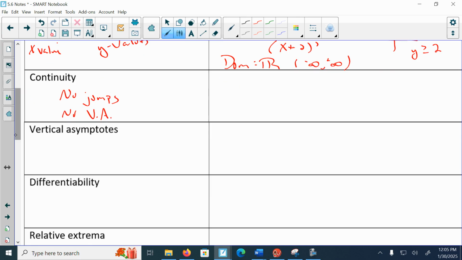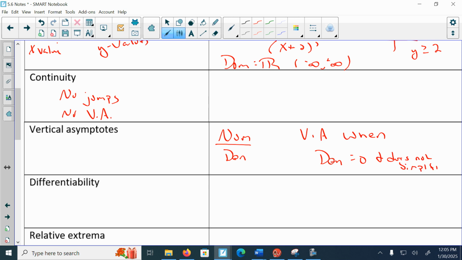Vertical asymptote, again: if I have a rational function, I have a numerator and a denominator. The vertical asymptotes are going to happen when the denominator is equal to 0 and it does not simplify.